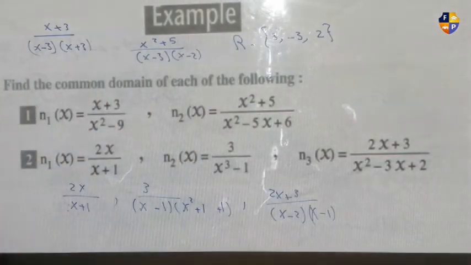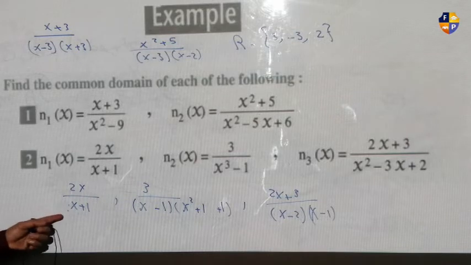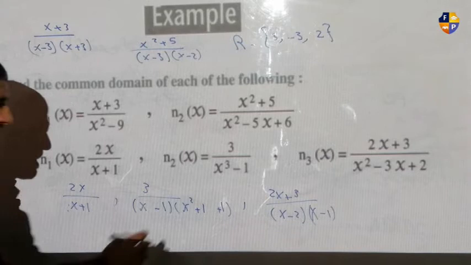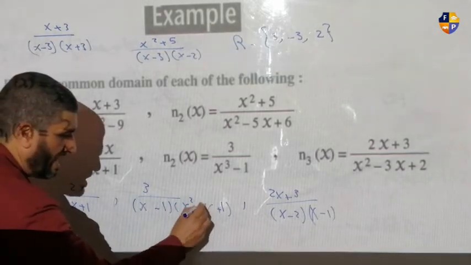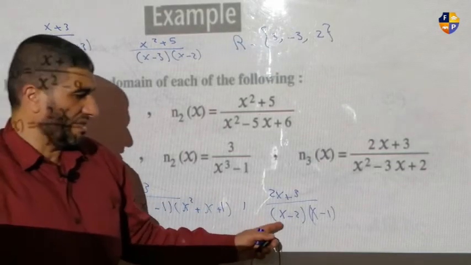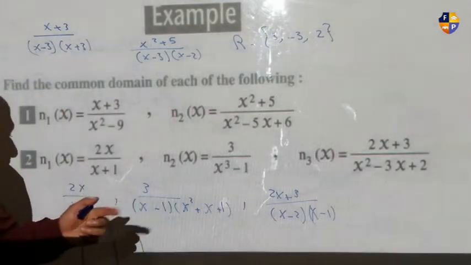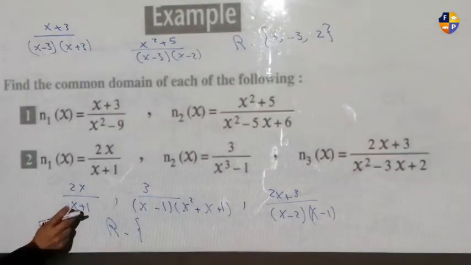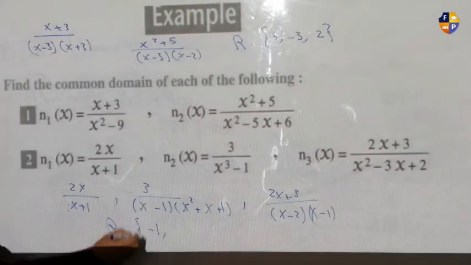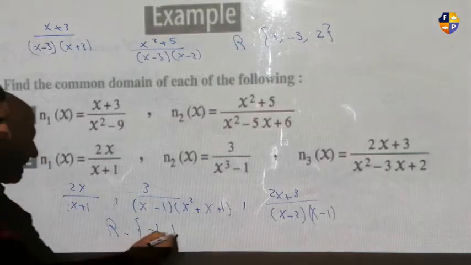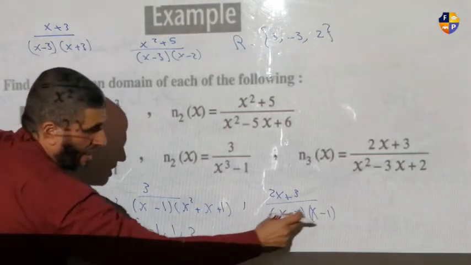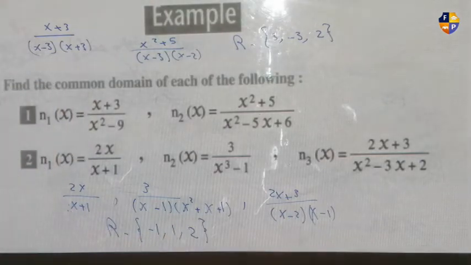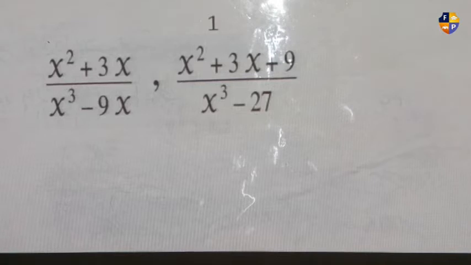We can find the domain. The domain of the first is R minus negative 1. The domain of the second is R minus 1 only. Okay? R minus 1 only. The domain of the third is R minus 2 and 1. Common domain is R minus negative 1, 1, and 2, and 1 repeated, not repeated, this, okay?